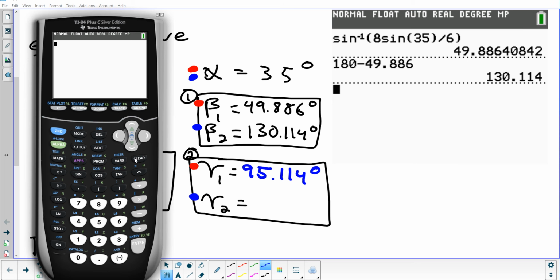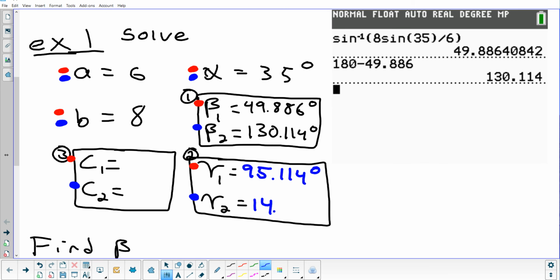All right, how would I do gamma 2? Haley? 180 minus 35 minus 131.94. Yeah, so gamma 2 is part of the blue problem, minus the other two angles that are in the blue problem, the given and the one with the 2. 130 and 35 is 165.114. So I'm going to do 180 minus 165.114. That gives me 14.886.